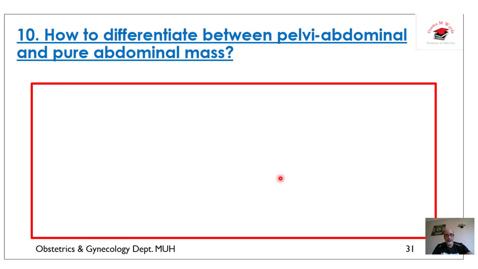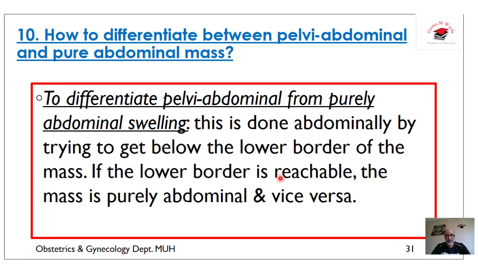How to differentiate between a pelvi-abdominal and a purely abdominal mass. To differentiate pelvi-abdominal from purely abdominal swelling, this is done abdominally by trying to get below the lower border of the mass. If the lower border is reachable, it is purely abdominal, and if it is not reachable, it is pelvi-abdominal.